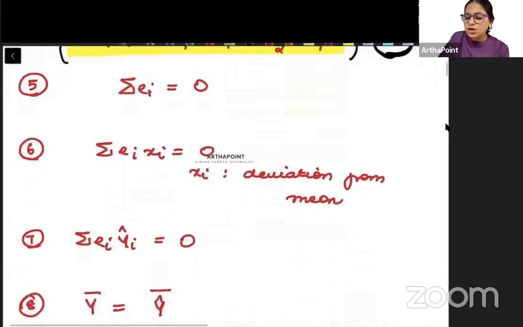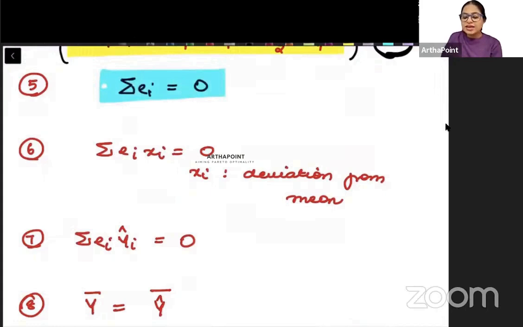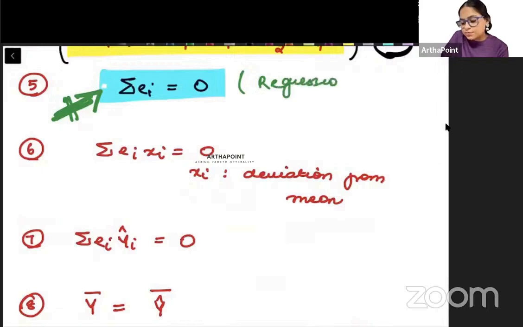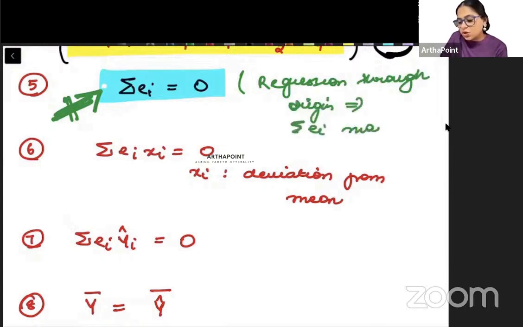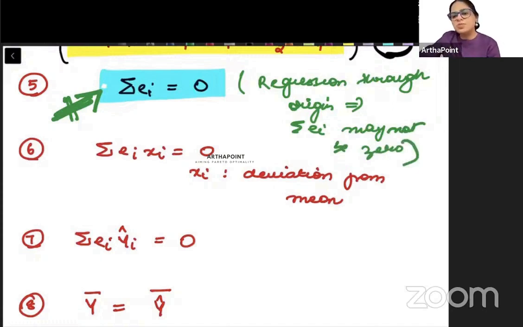Okay. Formula number 5, beta, the sum of the error terms is 0. Again, this can be asked as a true false statement, that the sum of error terms is not 0. So if you do a regression through origin model, beta, if my regression is a regression through origin model, then in that case the sum of the error terms may not be 0. Just remember this thing. Okay? Again, these statements are very common statements asked in the true false statement.